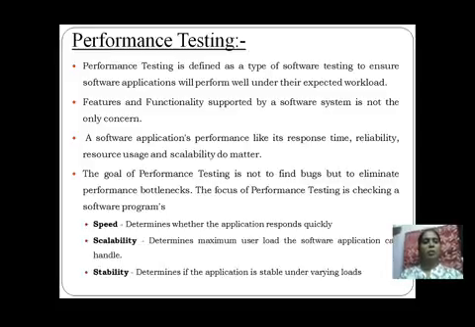So the goal of performance testing is not to find the bugs but to eliminate the performance bottleneck. The focus of performance testing is checking a software program. So what is the basic goal behind performance testing? It is not only there to find out the bugs, but to eliminate bottleneck conditions. Bottlenecks means the conditions which are near to generating big errors, so that they do not happen when we are developing a software application.